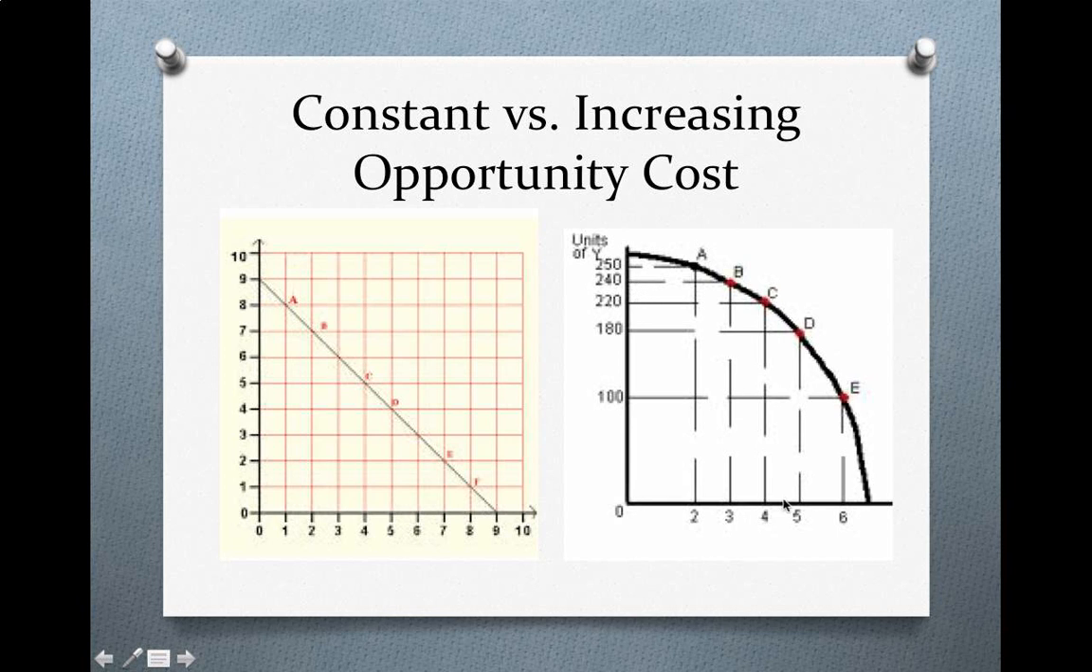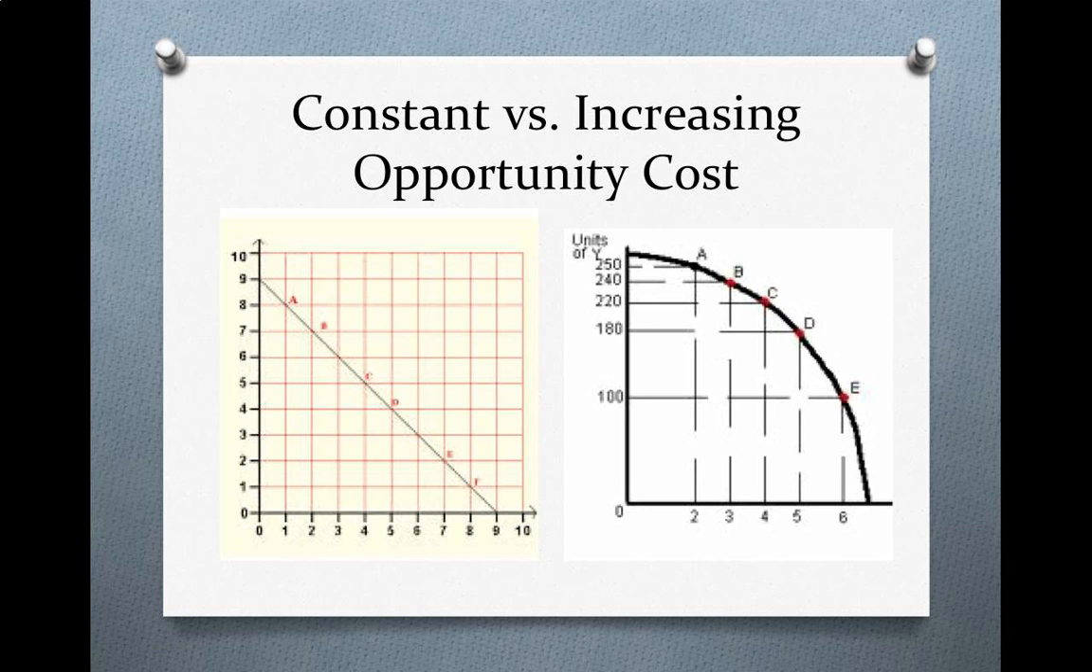And when I go from 4 to 5, once again, I'm just gaining 1. So I'm going from 220 to 180. That's a difference of 40. So what we're seeing here, as illustrated by the curve that bows out, is an increasing opportunity cost. I gained 1, I had to give up 10. I gained 1 additional one, I had to give up 20. I gained another one, I had to give up 40. I gained another one, I had to give up 80. And to gain one more, I actually have to give up 100.